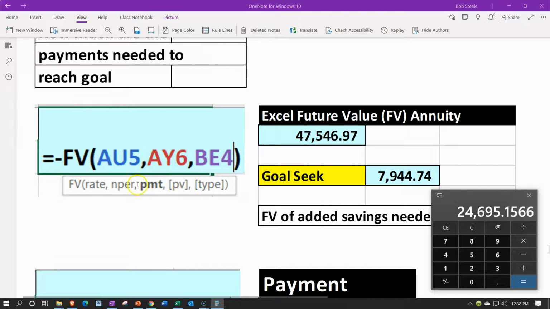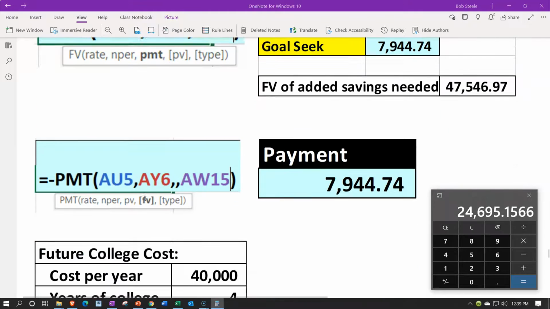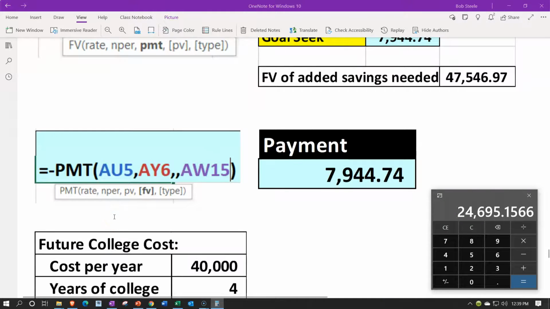Or you can look in the function and say, hey, look, there's a payment here. Is there another function that basically reworks the function so that it solves for the payment? That would be the payment formula down here. And you could plug it here. This would be the most direct way to find what you're looking for. That would be the payment.